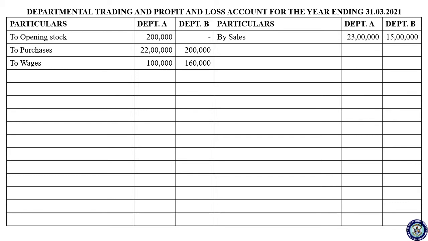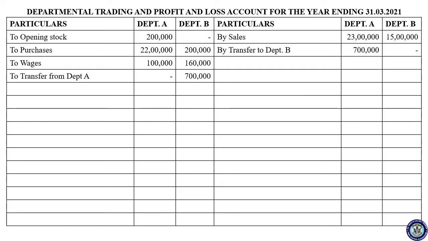So before closing stock, there is an interdepartmental transfer. See, goods are transferred from department A to department B. When department A is transferring the goods, for department A it is a sale, and for department B it is a purchase. So for department B you have to write it on the debit side because it is a purchase, and expense is on the debit side. It is a sale for department A, so it is on the credit side.